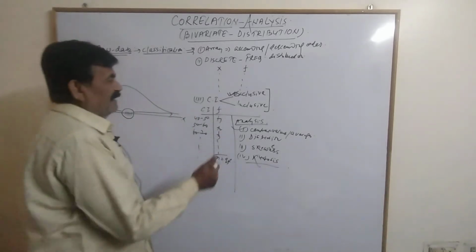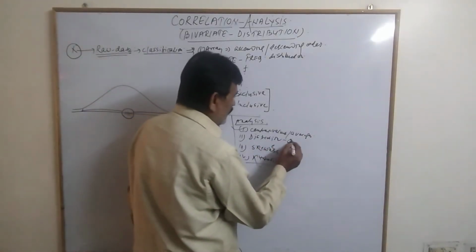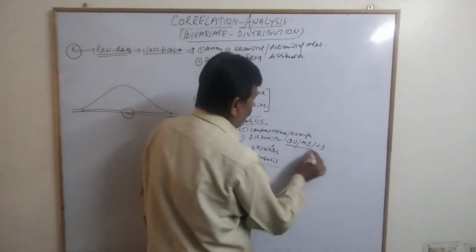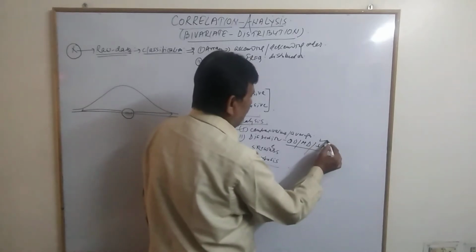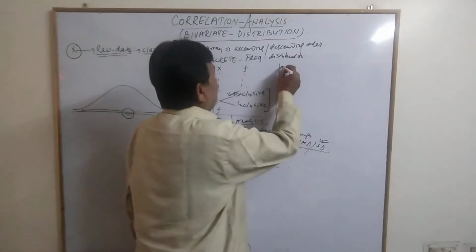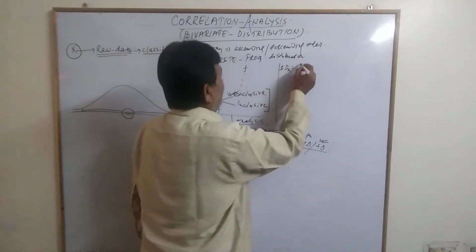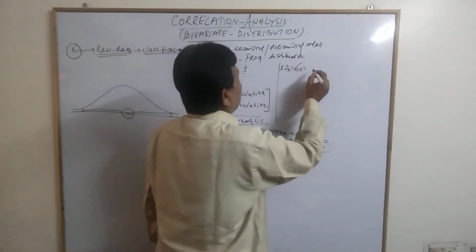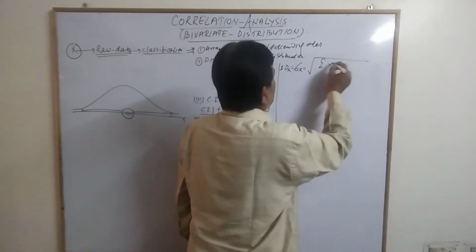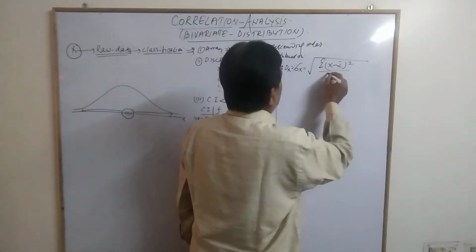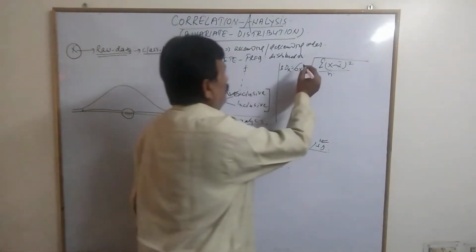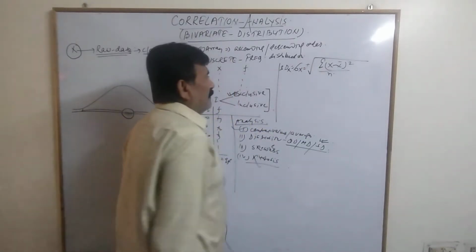And in dispersion we have various measures: quartile deviation, mean deviation, and standard deviation. Out of these 3 measures, standard deviation is the most authentic measure of dispersion, and standard deviation of X is written as sigma X, and this is the square root of summation X minus X bar square divided by N. This standard deviation is defined as the positive square root. SD can never be negative.